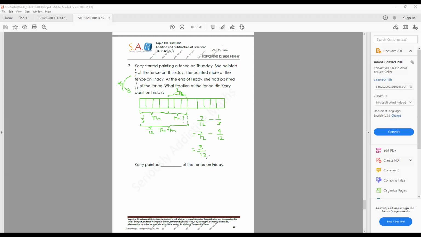But is that the answer? No, it is not, because you need to simplify. So how do you simplify 3 out of 12? Can 3 and 12 be divided by the same number? Yes, it can. So 3 divided by 3 equals 1. 12 divided by 3 equals 4. So what does that mean? Carrie painted 1/4 of the fence on Friday.